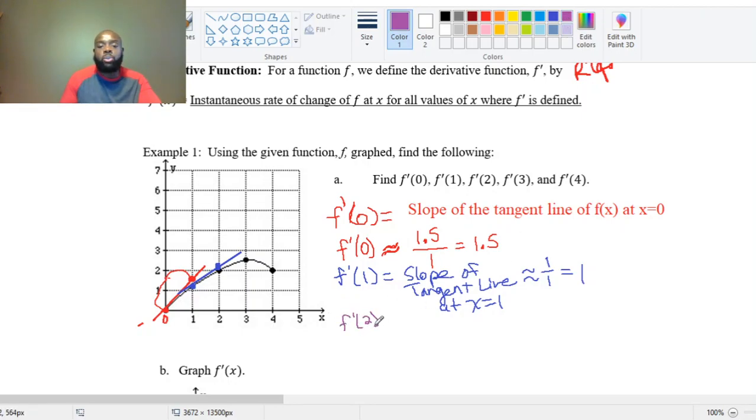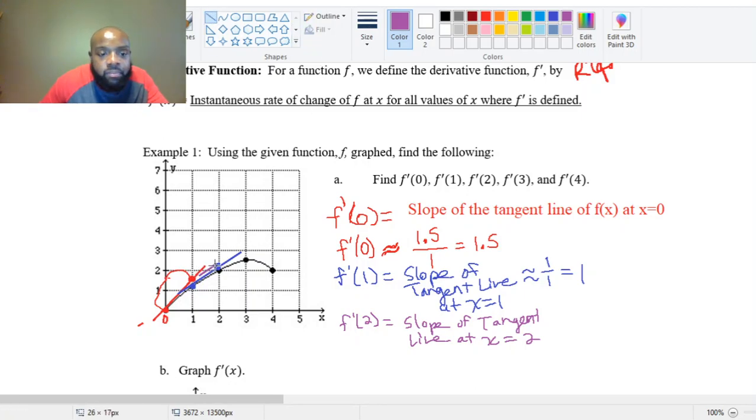f prime of 2, right? It's going to be the slope of my tangent line at x equals 2. So I'm going to go to x equals 2, which is this point here. I'm going to draw a tangent line. All right, I think this is a good enough tangent line. Actually, I think that's a bad tangent line. I wanted to touch this point here, the black point. My blue point is almost on it. So this looks about right.